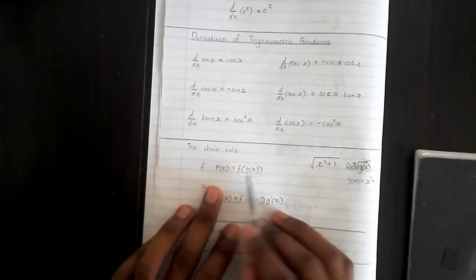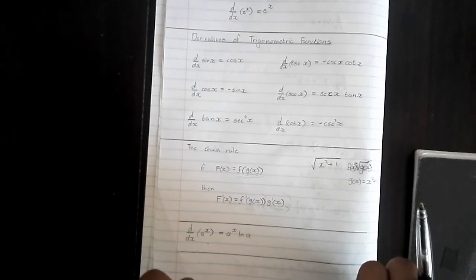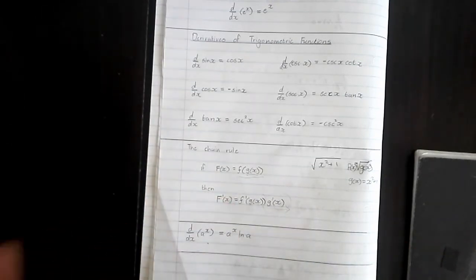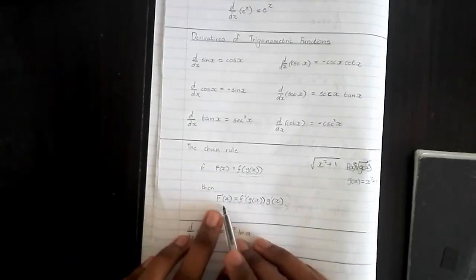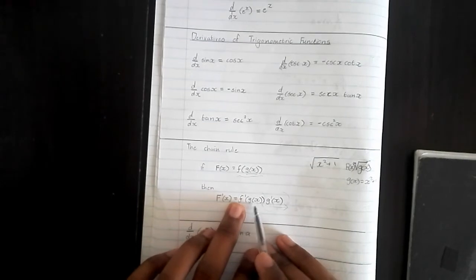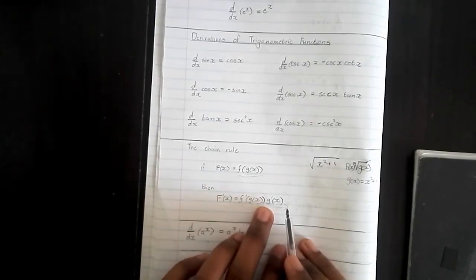So if you have an inner function within an outer function, then the rule states that the derivative of the entire thing equals the derivative of the outer function multiplied by the derivative of the inner function. So let's get into an example. I hope it makes more sense.